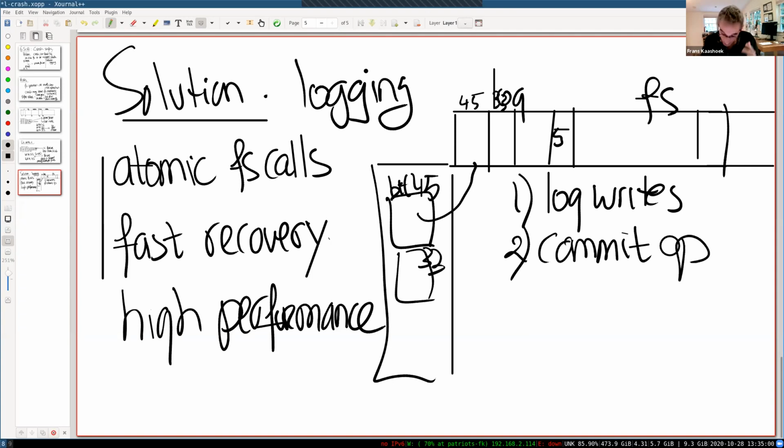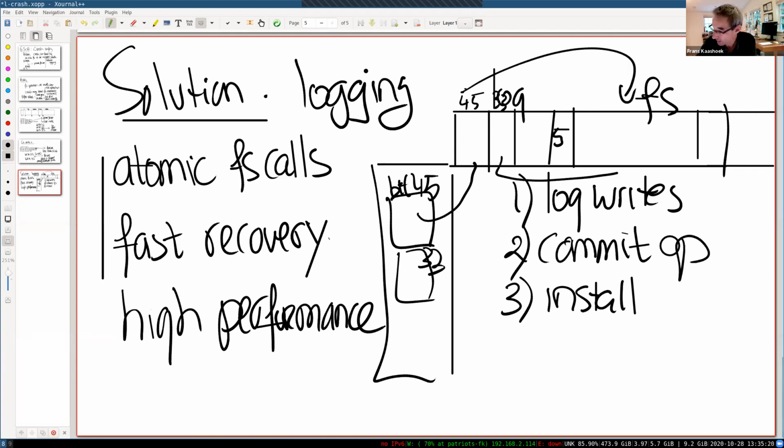Then, when we have all the writes stably on disk, we're going to actually install them. This is called the installation phase. What that means is we're going to move these blocks from the log to their home location. We know this one has to go to 45, so we'll put it at 45. This one has to go to 33, so we copy it to 33, et cetera. Once we're done, we can clean the log, and cleaning the log is basically setting this 5 to 0. And that is the basic plan.